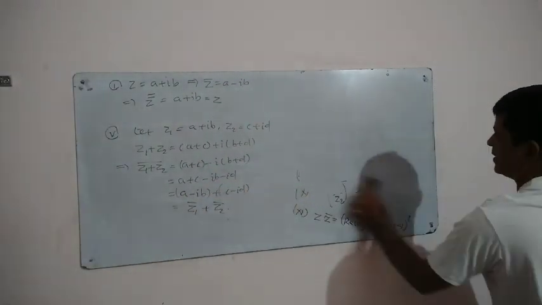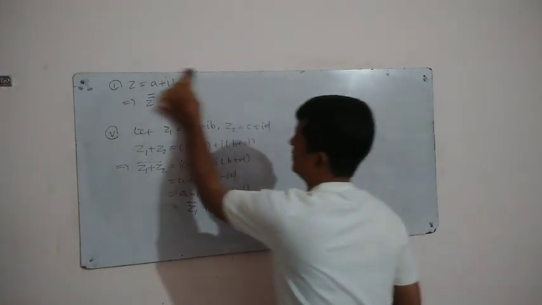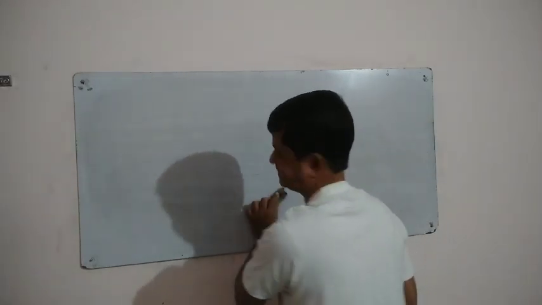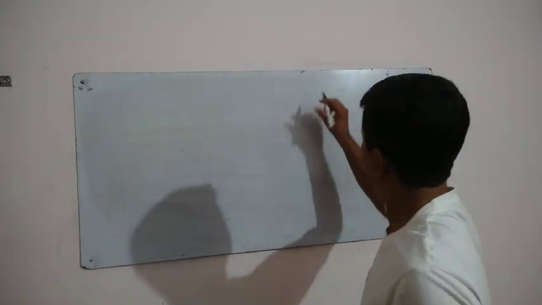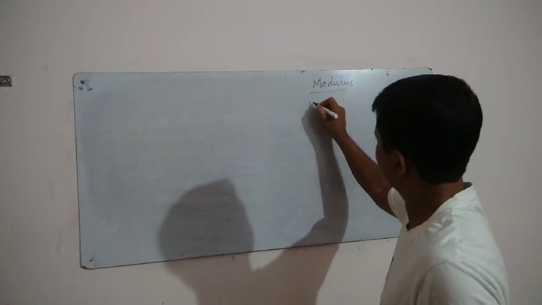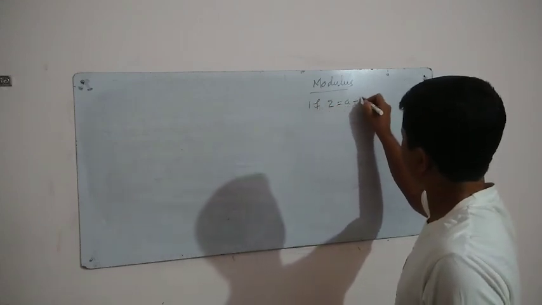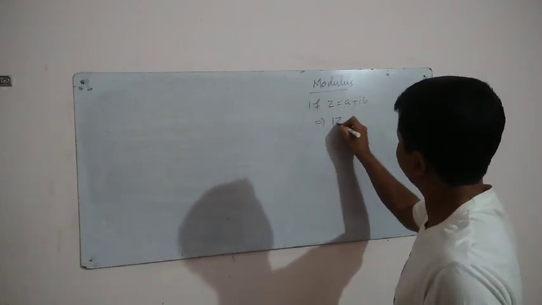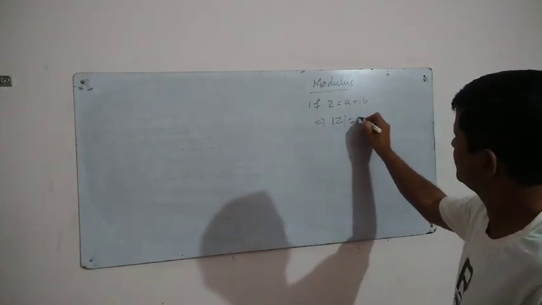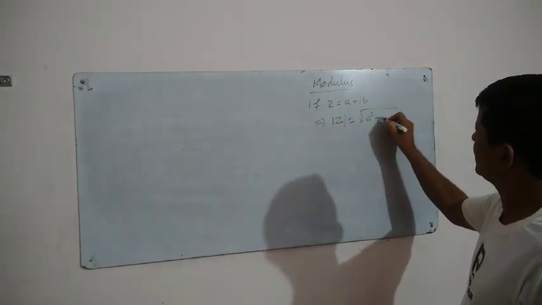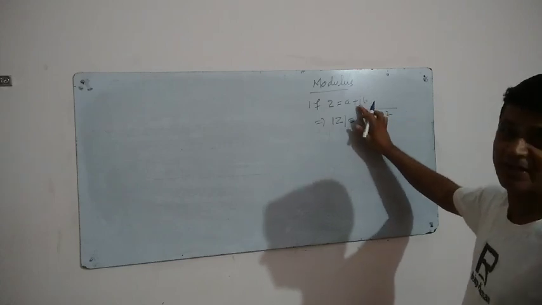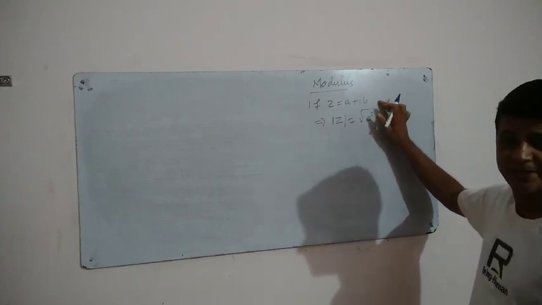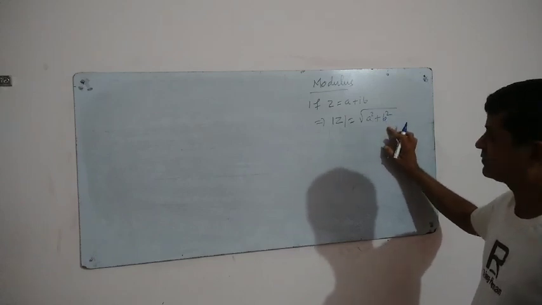Now, come to the next topic. What is the modulus of a complex number? If Z is equal to a plus ib, then mod of Z, the modulus of Z, is equal to the root of the real part squared plus the imaginary part squared, not i squared. The coefficient of i is the imaginary part, and it is squared: root of a squared plus b squared.